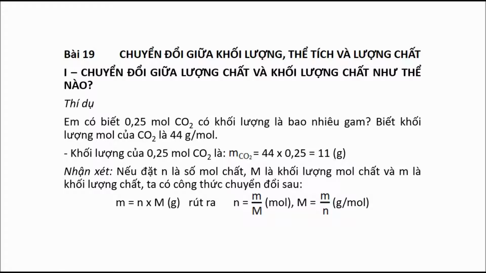Remark. Let n be the number of moles of a substance, M be the molar mass, and m be the mass of the substance. We have the following conversion formulas: m equals n multiplied by M grams, which implies n equals m over M mole, and M equals m over n grams per mole.